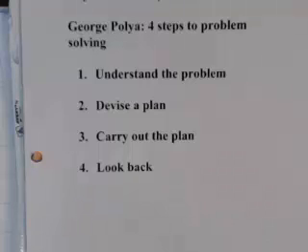In George Polya's 4 Steps to Problem Solving, the first thing to do is to understand the problem. So you read it, you read it, you read it until you get an idea. When the idea comes on how to solve, then that's number 2, where you devise a plan. Then 3, you actually do what it takes to carry out the plan, and then you look back and make sure that you have a reasonable answer.